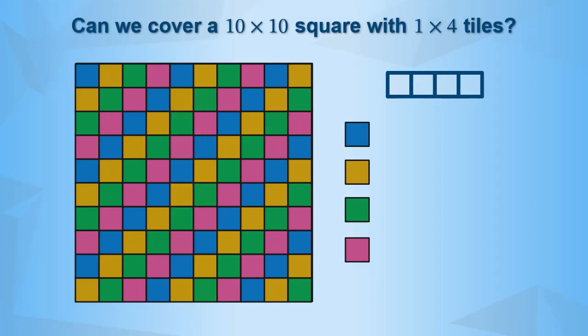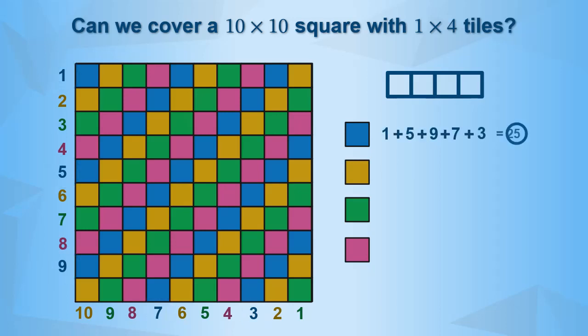This suggests that each color should appear on the board exactly 25 times, the number of tiles used. Let's find out if this is really so. We start with counting squares at each diagonal. Now we can count the squares of each color. For the blue color we have 25 squares, which is the expected amount.